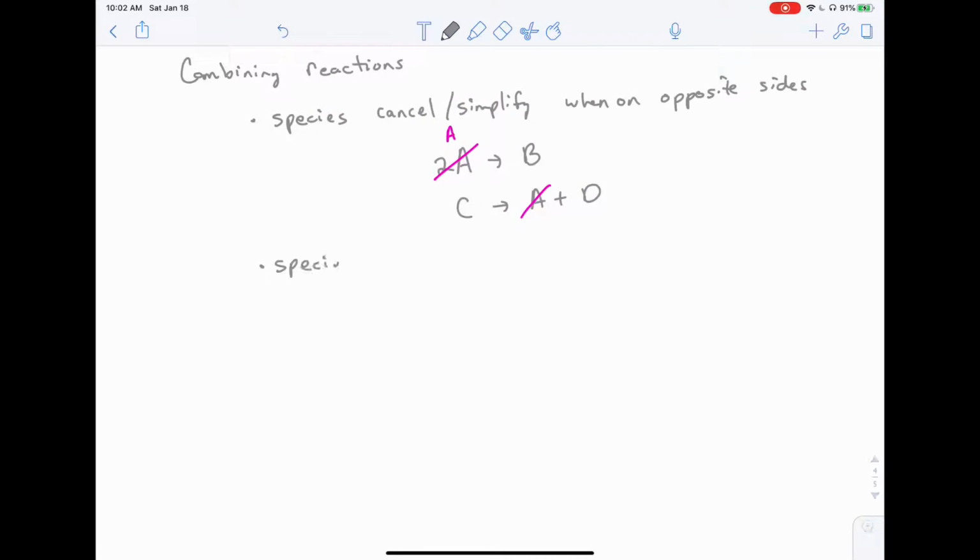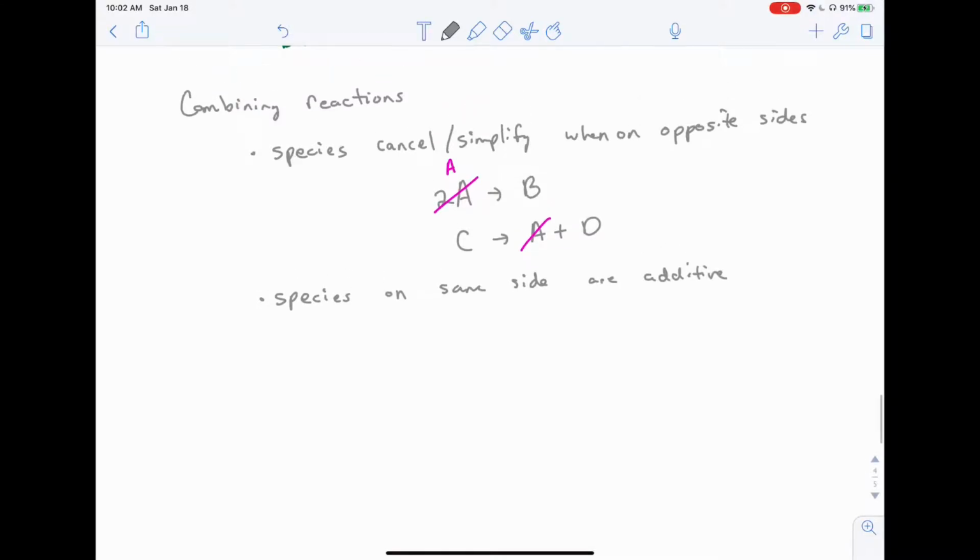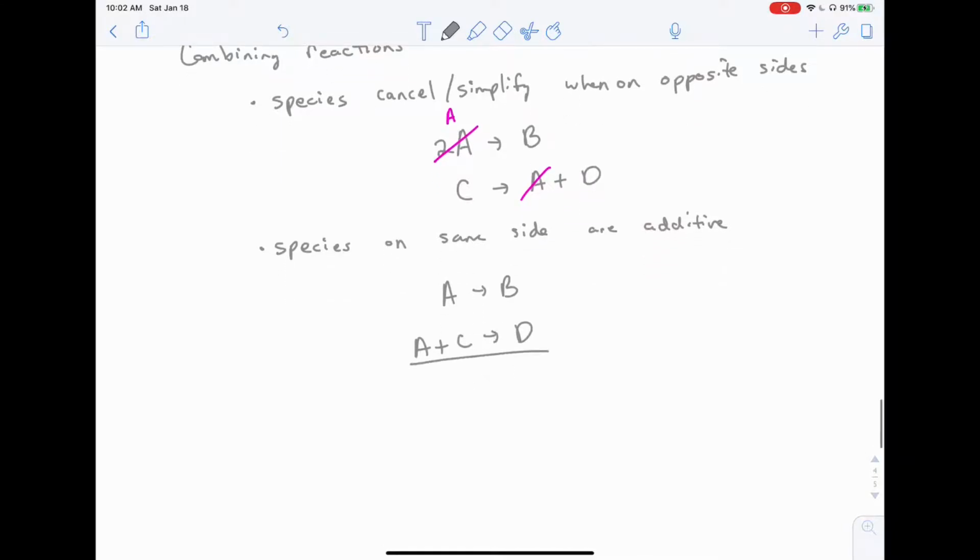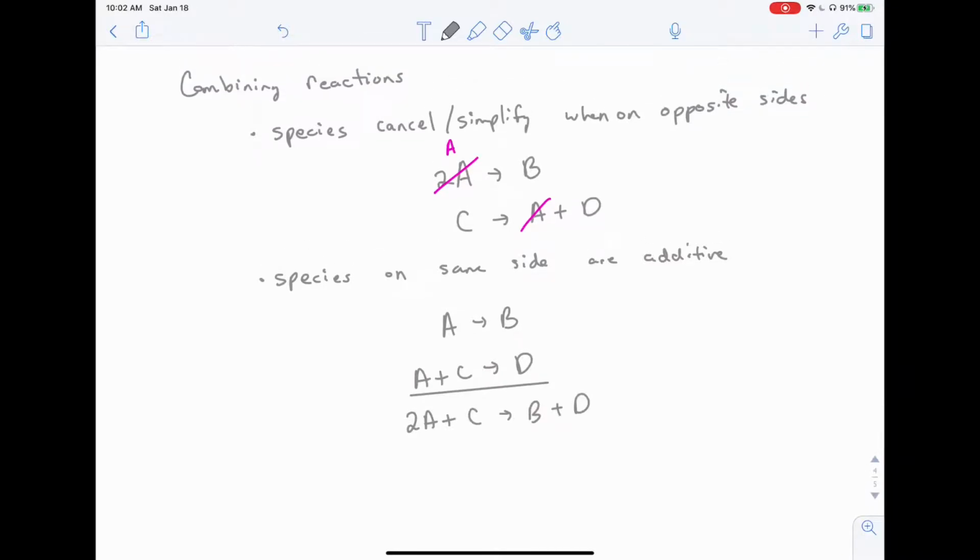Species on the same side are additive. So if you have 2A and 1A in two separate reactions, for example, A yields B and then A plus C yields D, then your overall reaction is 2A plus C yields B plus D. That's the main thing that I want you to take away from this.